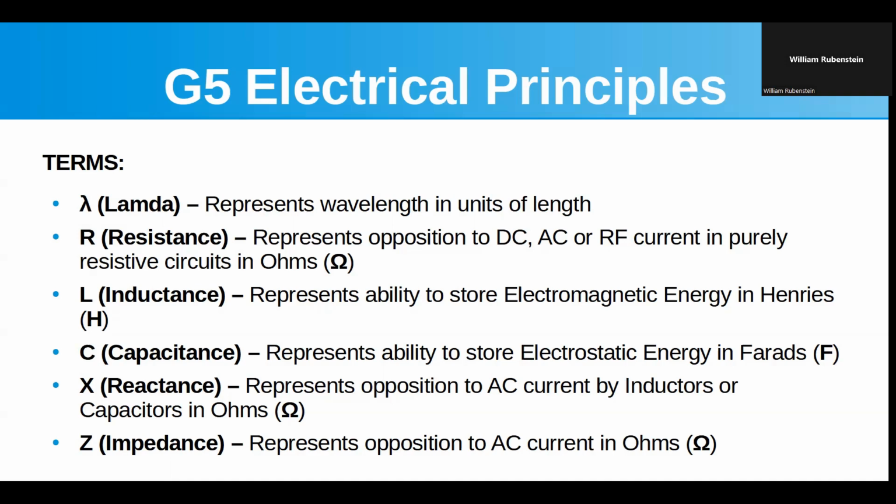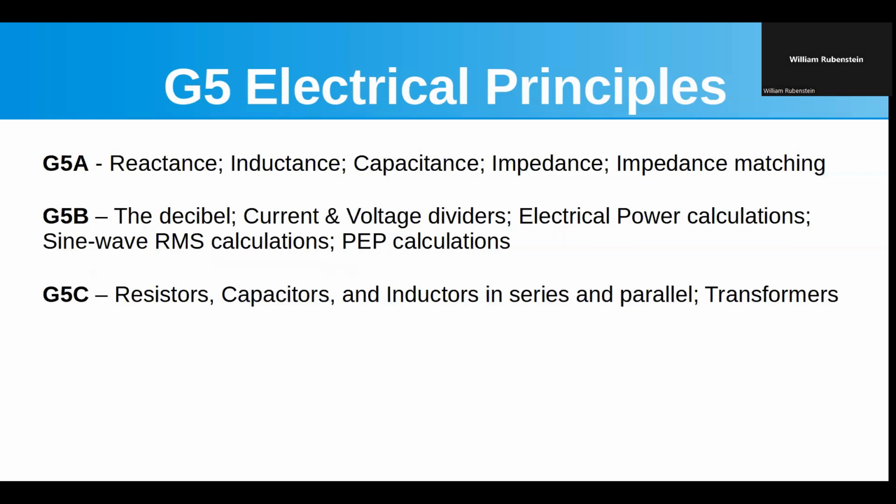Reactance, we use X. That's the opposition to AC current flow in an inductor or capacitor. That's the frequency dependent part of impedance, which is next. We use Z to represent impedance, which is the opposition to AC current flow. We measure both of those in ohms. Impedance is actually the vector sum of the real resistance plus the reactance, which we'll show in the chart later.